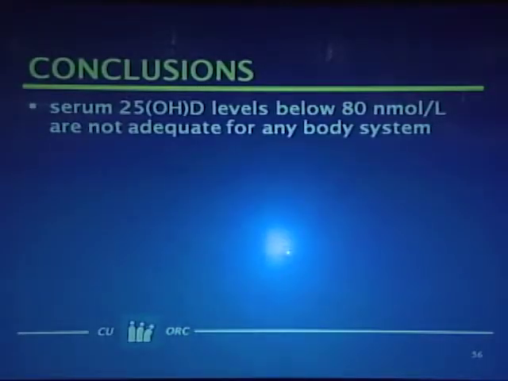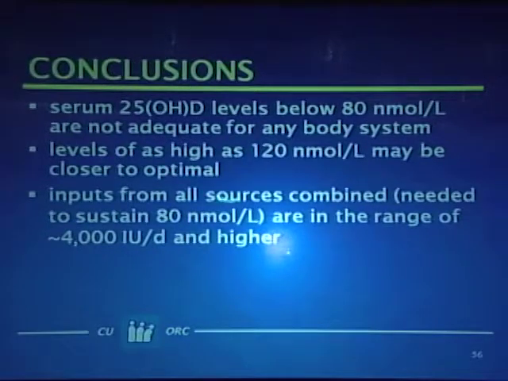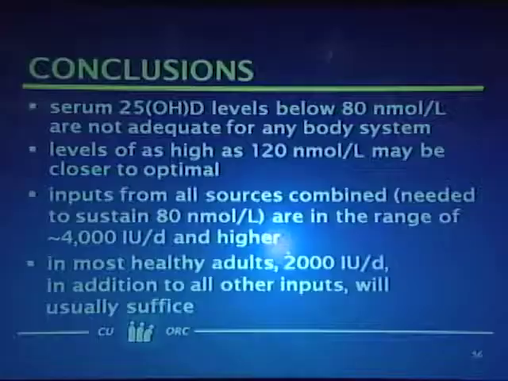Now, once again, you can use either compound. Serum 25D levels below 80 are not adequate for any body system. I hope we can take that away. And levels as high as 120 may be much closer to optimal. It's useful to bear in mind that best estimates of the primitive blood level would have been closer to 150 nanomoles, which is 60 nanograms per milliliter. So that's a very reasonable level. Inputs from all sources combined that are needed to sustain 80 nanomoles are in the range of 4,000 international units per day. That comes from controlled dosing studies in my laboratory. And in most healthy adults, 2,000 IU per day, in addition to all other inputs, will usually suffice to maintain the blood level for probably 85% of the population at least.